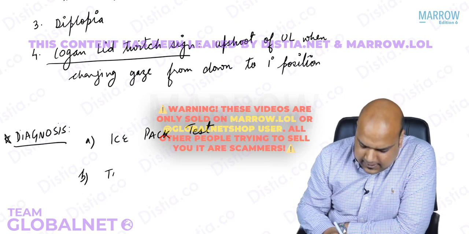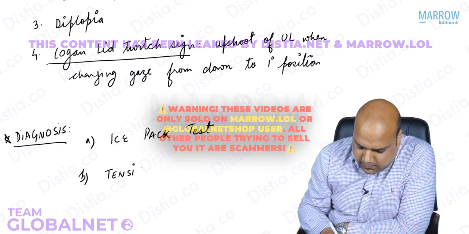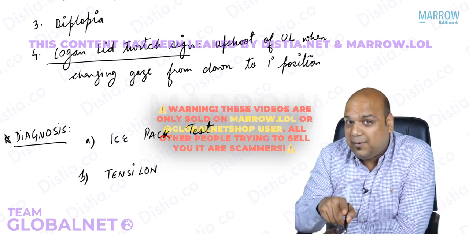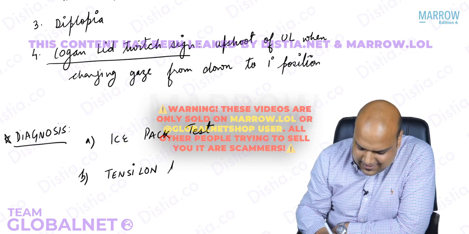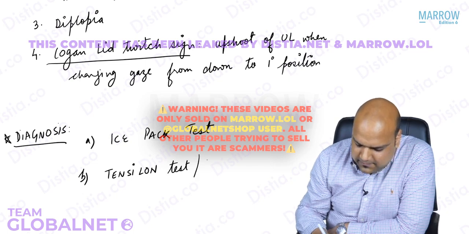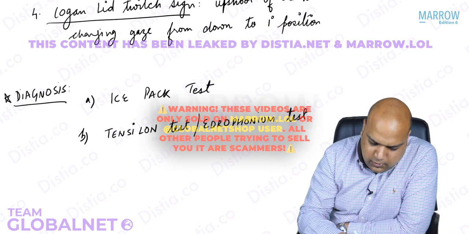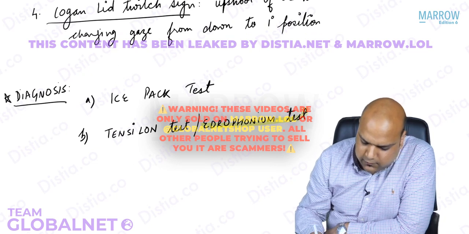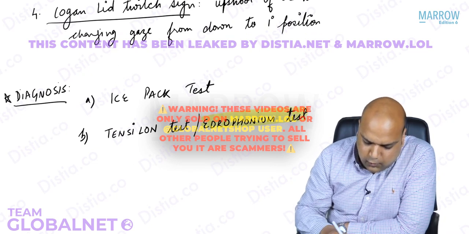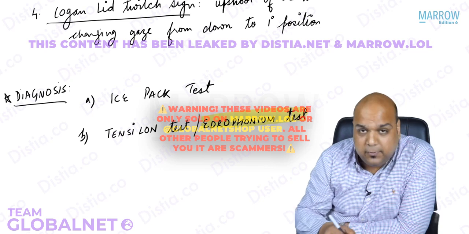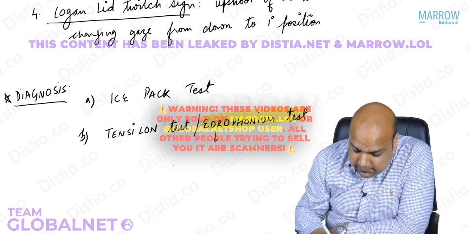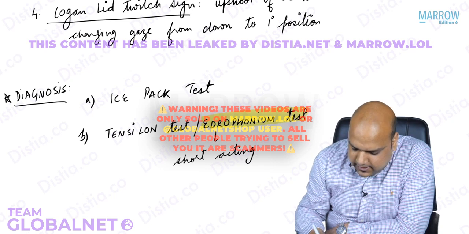Or the second test, which you may have come across in pharmacology. If not, I am teaching it to you guys. Tensilon test or hydrophonium test. Okay. Now, why I said pharmacology? I hope you understand because of the word hydrophonium, the drug hydrophonium. Now, what is hydrophonium, guys? Hydrophonium is a, yes, short-acting anticholinesterase. Yes.